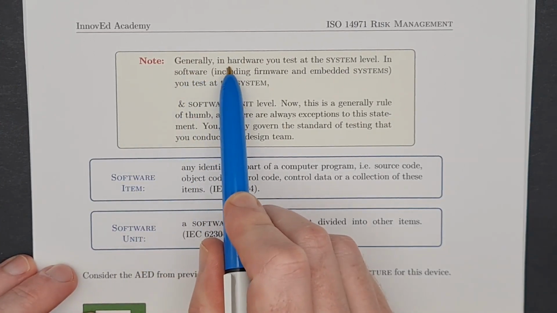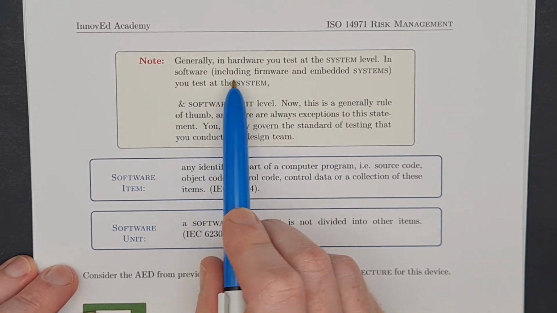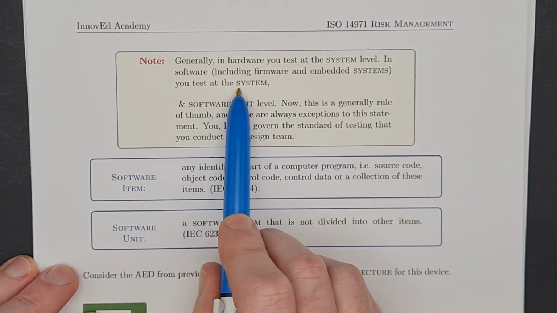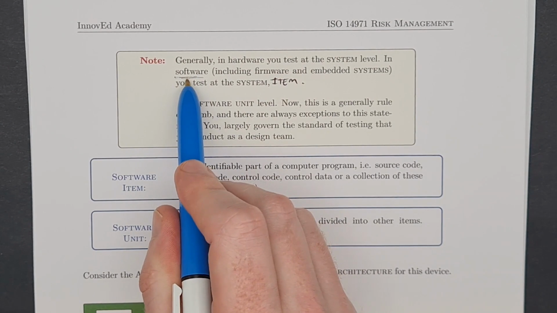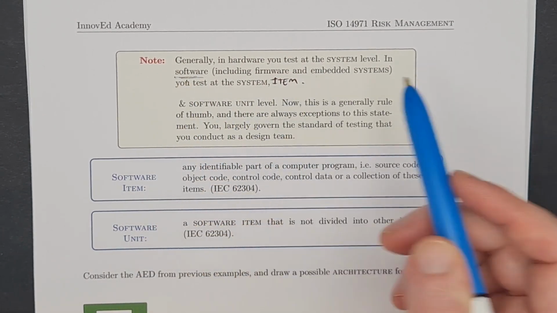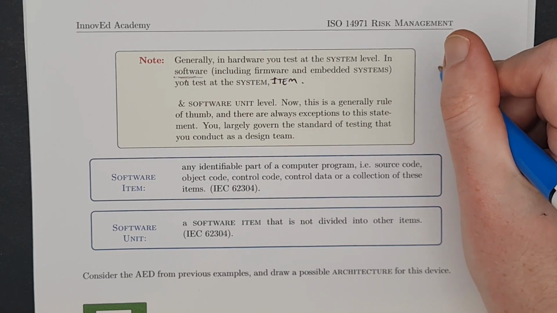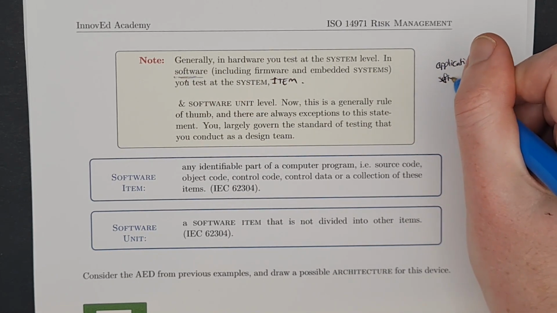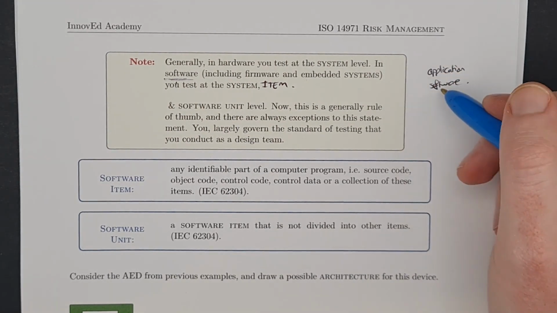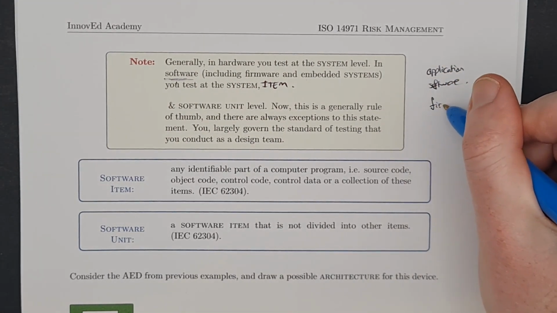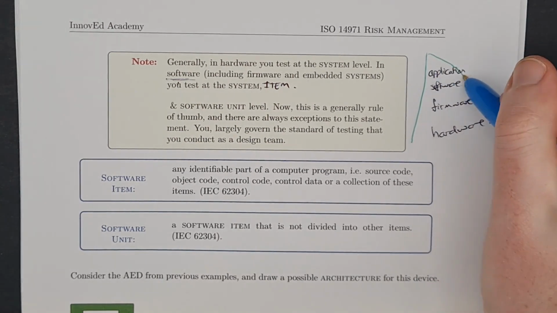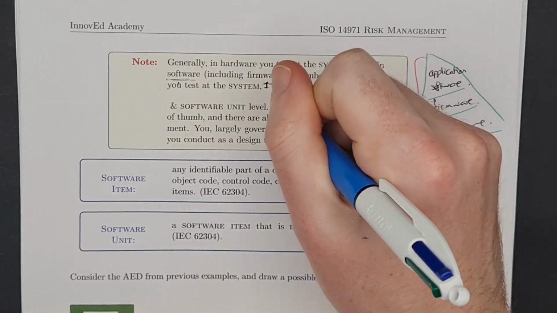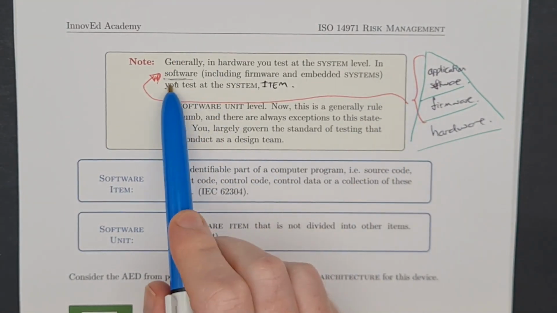So moving along to the next page of the same lesson, note, generally in hardware, you test at the system level. In software, including firmware and embedded systems, you test at the system, item, and software unit level. And generally in medical devices, when we use the word software, we mean it to include firmware and embedded systems. You can think of software as application software, and there's also middleware, your operating system and whatnot, and then there's firmware, and this is a bit of a pyramid. You build one on top of the other on top of the other. When we say the word software, it's meant to mean all of these things and of course everything in between.